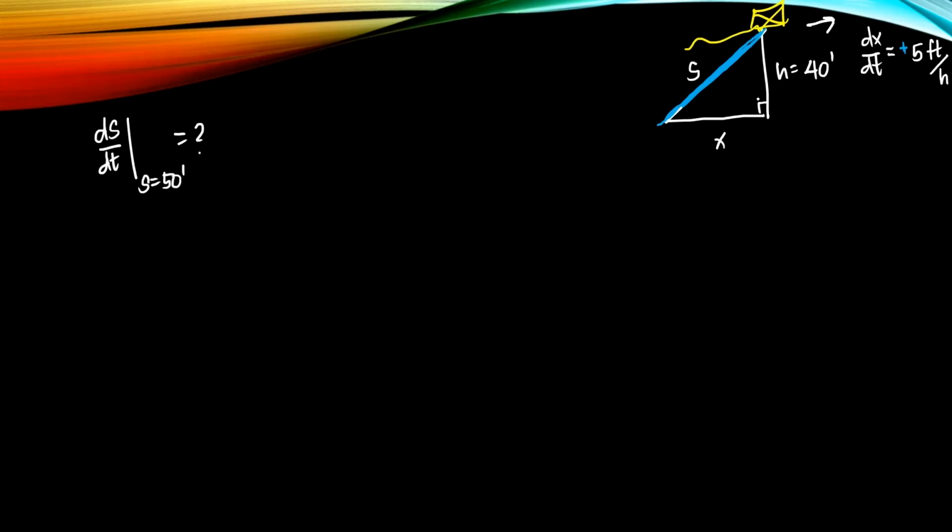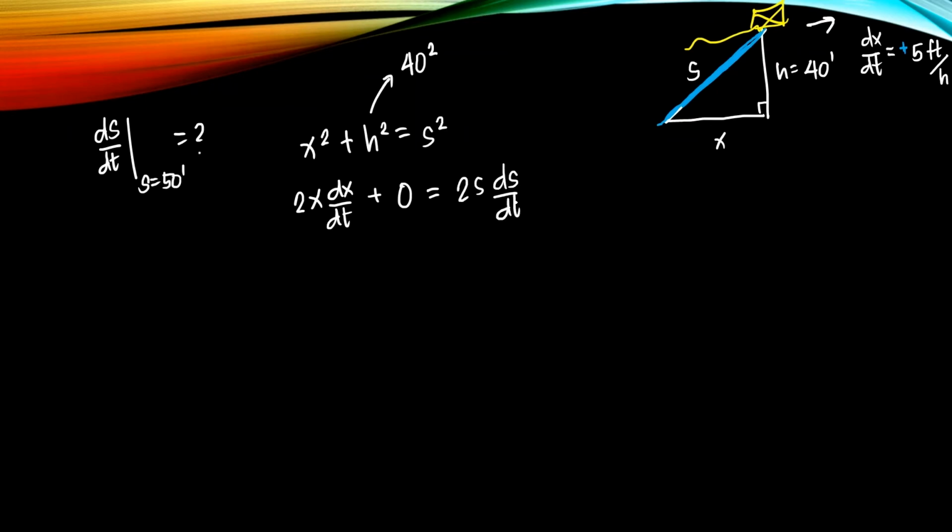So you know that this one will form a right triangle. Let's use the Pythagorean relationship: X squared plus H squared is equal to S squared. With this, 2x dx over dt. The H squared is actually constant, 40 squared. Since it's constant, that is 0. Equals 2s ds over dt. Right? So this one is known, and this one is the one that's being asked. The S is known, that's at S equal to 50. The problem is X is not known.